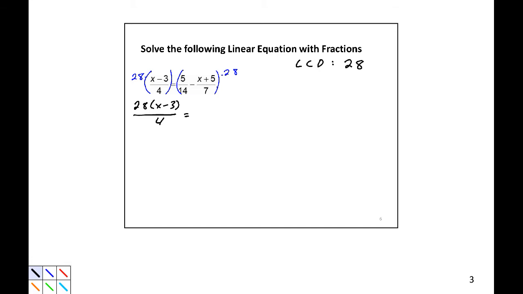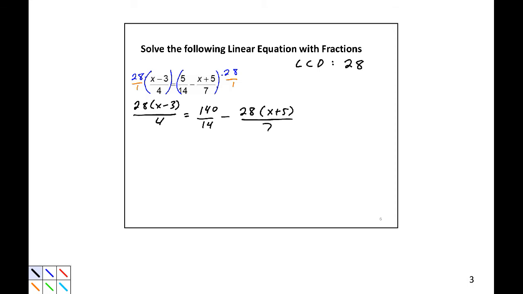Now on the right side, I'm going to actually multiply 5 times 28. 5 times 28 is 140, so this is 140 over 14. Notice that I'm not changing the denominators. When you multiply, you're only multiplying by the numerator. Actually, you want to think of it probably as multiplying by 28 over 1, so, therefore, not changing the denominator. Now, over here, we've got 20 minus 28 times (x plus 5) divided by 7.